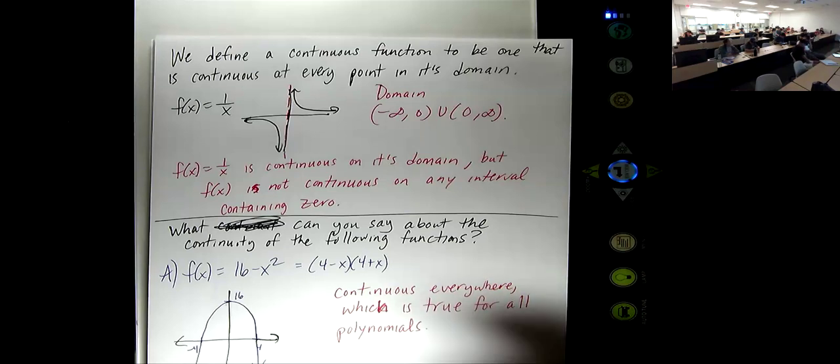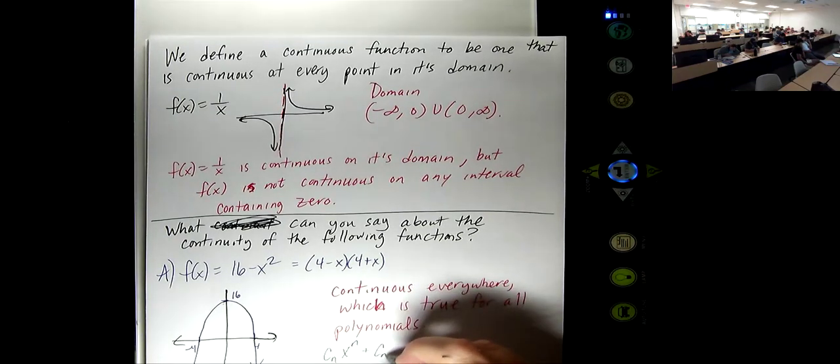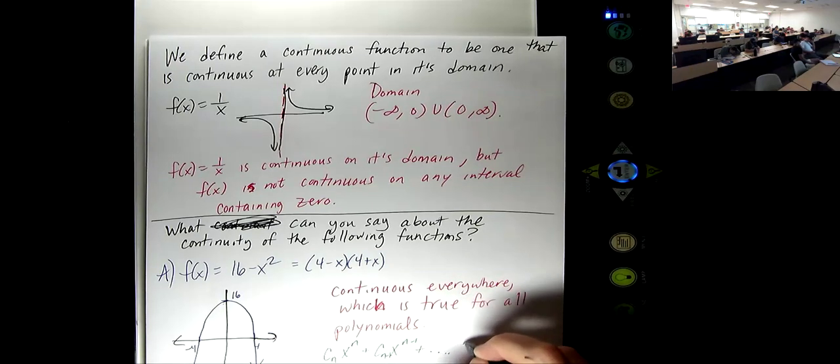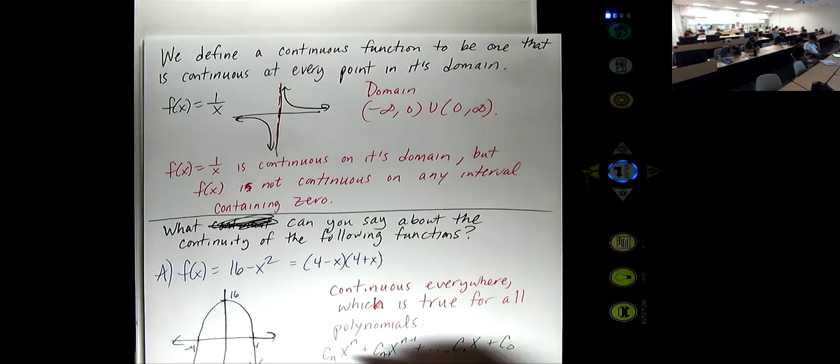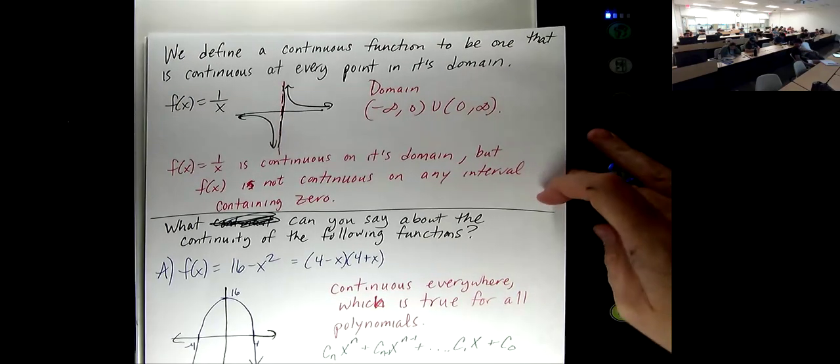Remember, polynomials are like Cn x to the n plus C(n-1) x to the n minus 1, and we go down to C1 x plus C0. N is greater than or equal to 0. You can't have negative exponents. That's what a polynomial is. So if we don't have any negative exponents, we're good to go.